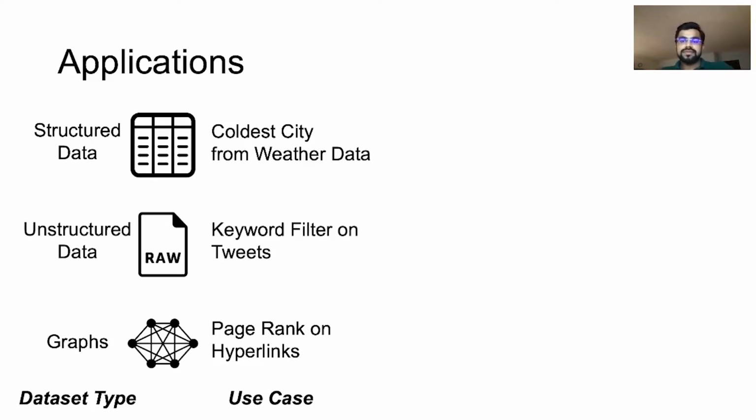Datasets can be of various types. It can be structured. An example is a weather database with well-defined tables and schema. And an application or a use case might be to compute, say, the coldest city from this database. Datasets can be unstructured. An example is tweets from the Twitter platform. And an application might want to filter tweets by a keyword. Datasets can also be graphs. An example is the internet, where web pages are vertices and hyperlinks are edges between these web pages. And an application might want to rank these web pages by running the PageRank algorithm on this graph.